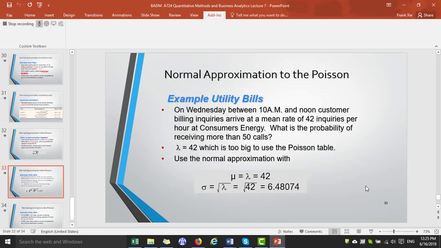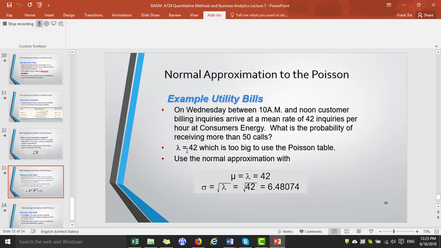Okay? Let's take an example. On Wednesdays between 10 a.m. and noon, customer billing inquiries arrive at a mean rate of 42 inquiries per hour at Consumers Energy Company, an electricity company. What is the probability of receiving more than 50 calls during that time period? As soon as you see arrivals in a given period of time, that's the Poisson distribution. So in this case, lambda is 42 inquiries per hour.